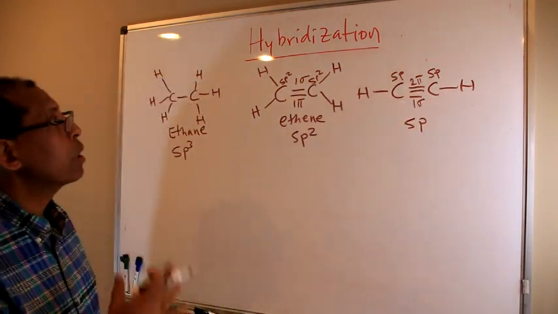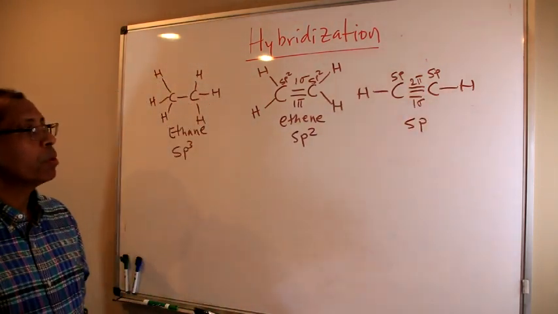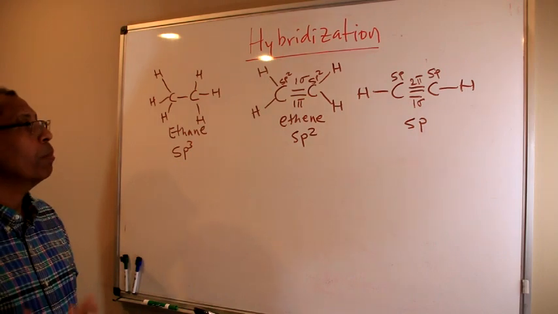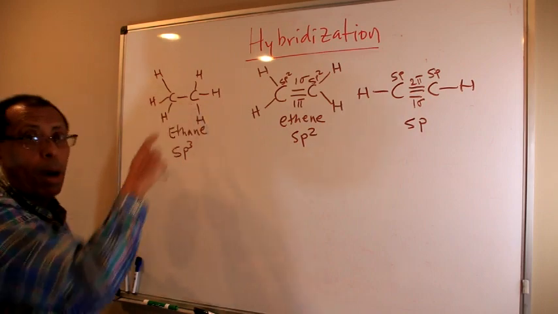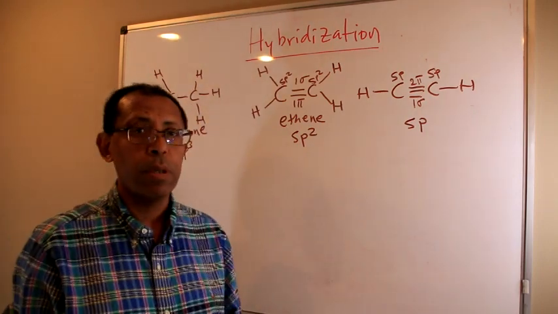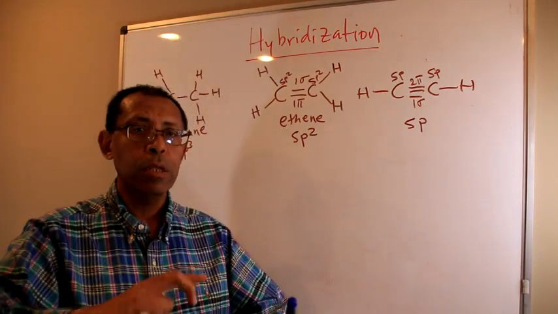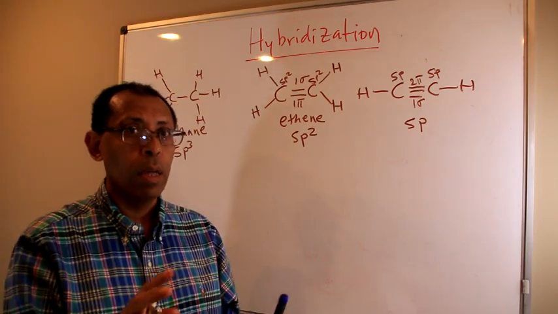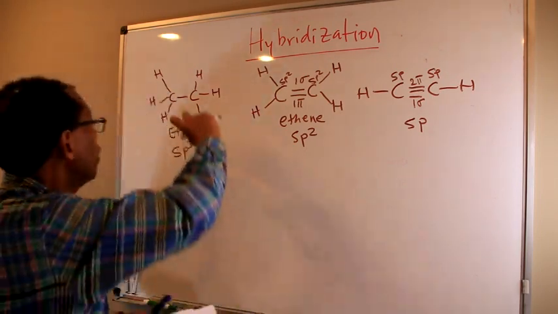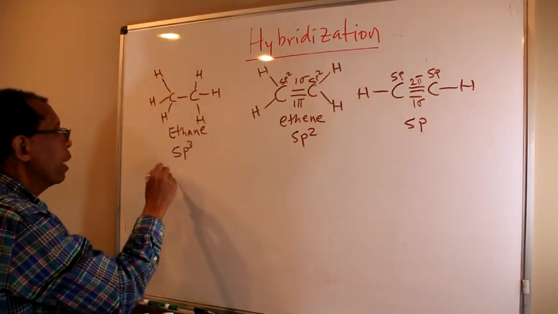So this is just a summary of hybrid orbitals when you see them in a molecule. So here, the carbon-carbon bond, one of the properties of a sigma bond, is that it is rotatable. They can rotate. They are not rigid. The carbon-carbon bond can rotate.